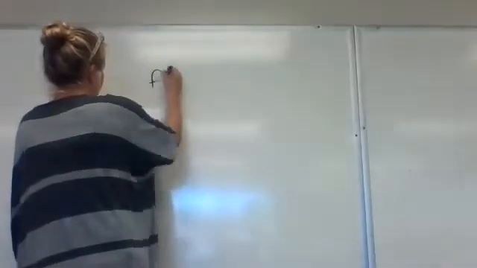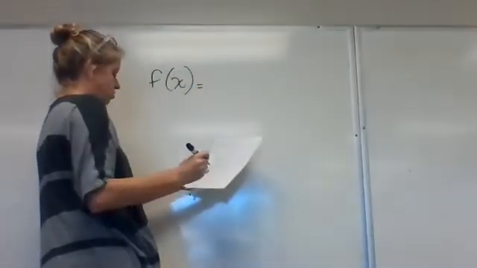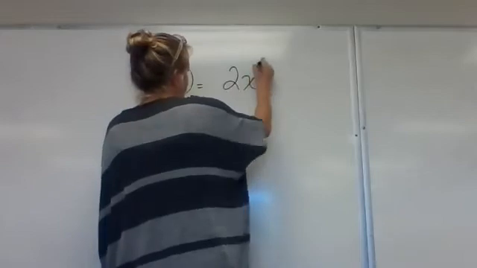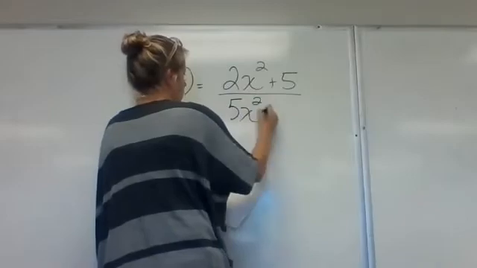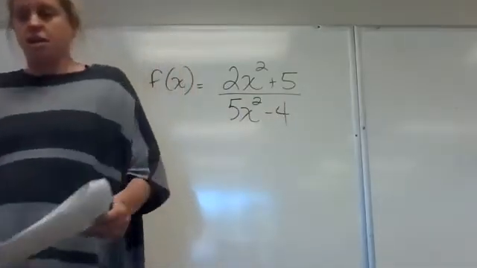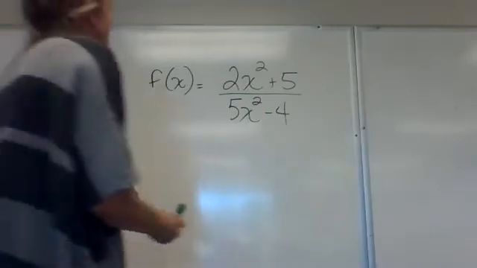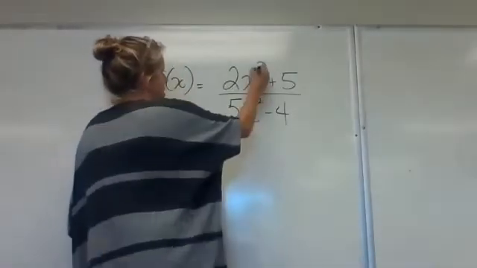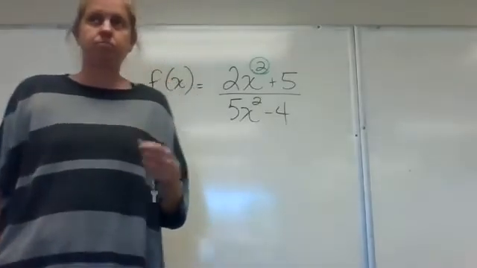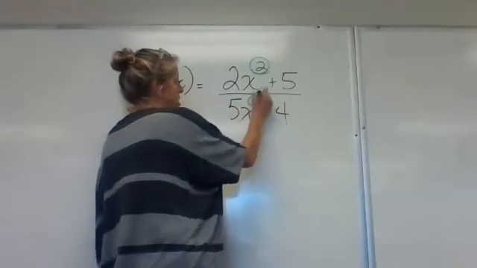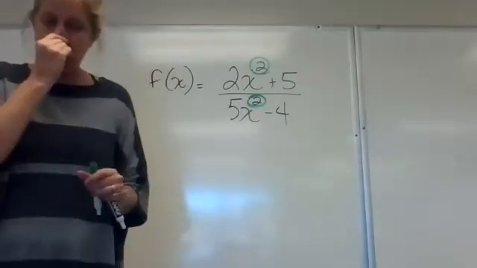All right, let's look at number 11. Determine what this one's horizontal asymptote is. You have f of x equals 2x squared plus 5 over 5x squared minus 4. So go in the top and the bottom and circle the highest exponent. The highest exponent up top is 2, which means its degree is 2. The highest exponent in the bottom is also 2, which means its degree is 2.